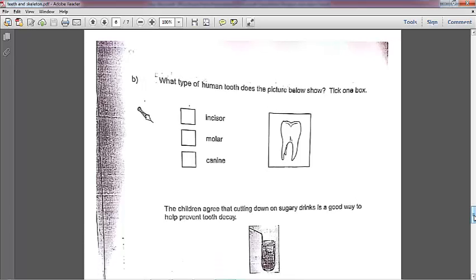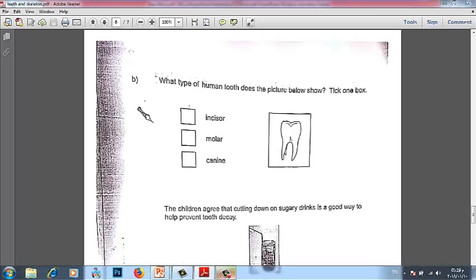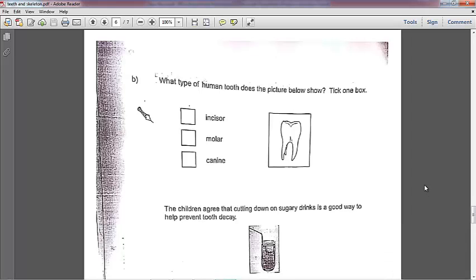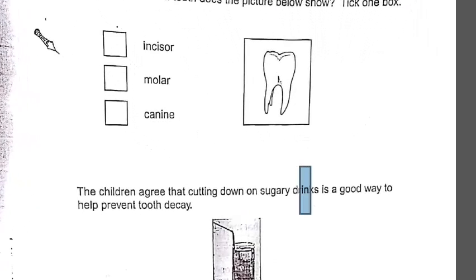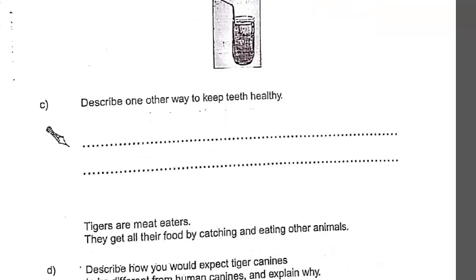What type of human tooth does the picture below show? Tooth with so many roots, so it's going to be molars. The children agree that cutting down on a sugary drink is a good way to help prevent tooth decay. Describe another way to keep your teeth healthy. Brushing your teeth, eat healthy food, visit the dentist.